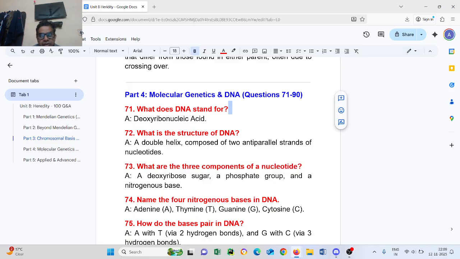Name the four nitrogenous bases in DNA: adenine, thymine, guanine, and cytosine. Adenine A, thymine T, guanine G, cytosine C.